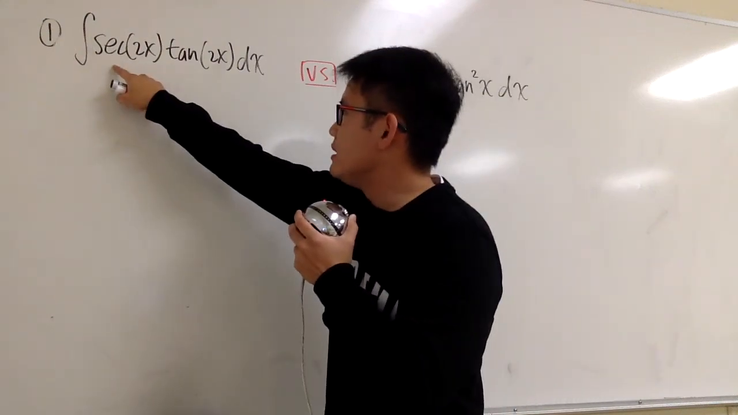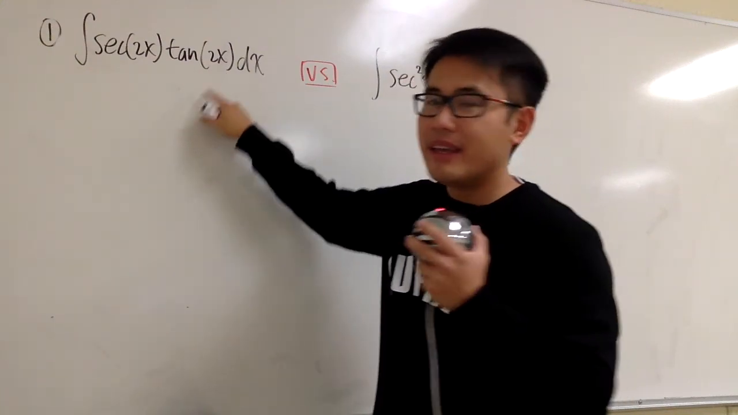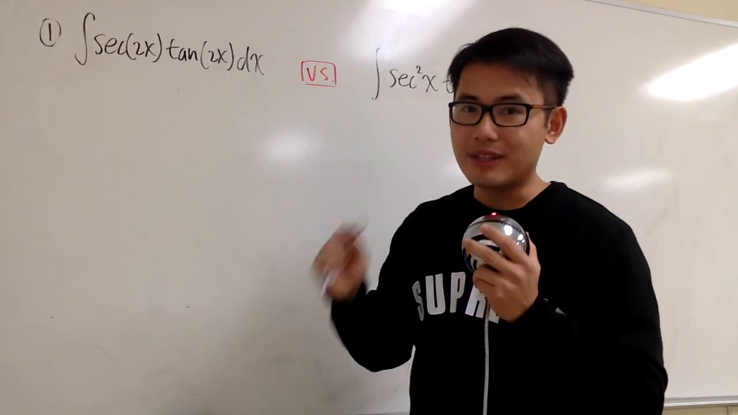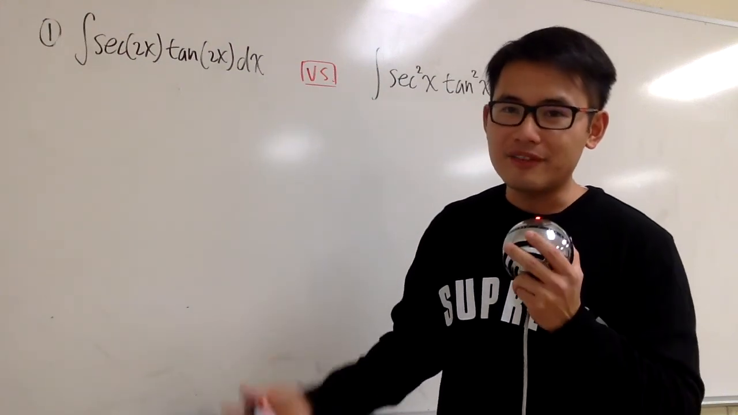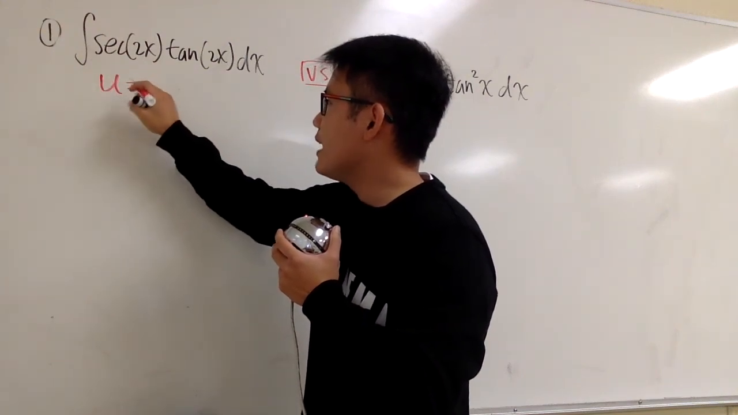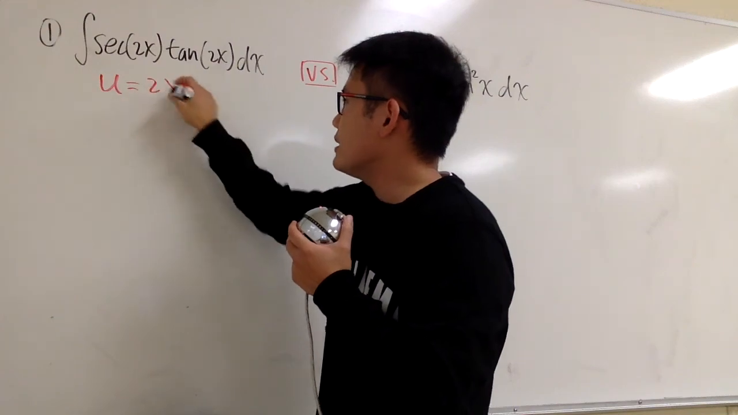Right here we have secant of 2x times tangent of 2x, right? And the good thing is that the 2x and the 2x are the same. So that's a good choice for the u because it's an inside function, right? So I'm going to write down the steps. First, write down the selection of the u. I'm selecting that as 2x.